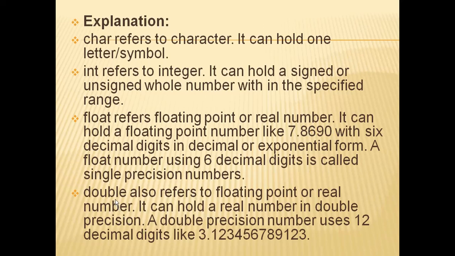And the double is also referred to as a floating point or real number, and it holds a real number in double precision. The meaning of double precision is that it uses 12 decimal digits. So here it has a total of 12 decimal digits after the decimal point. This type of number is called double, or also a floating point value.